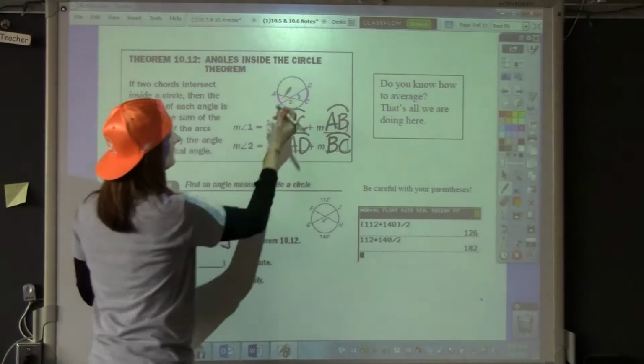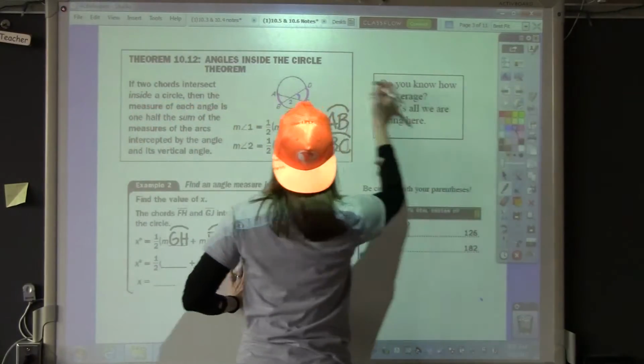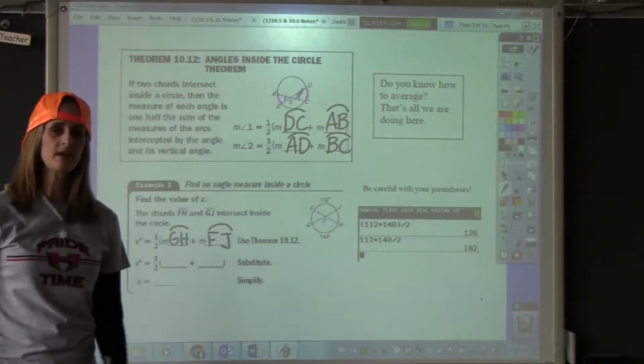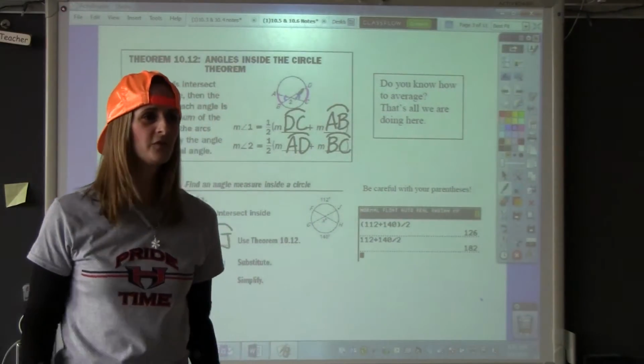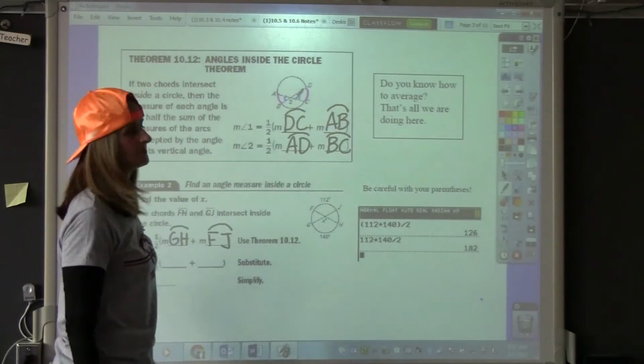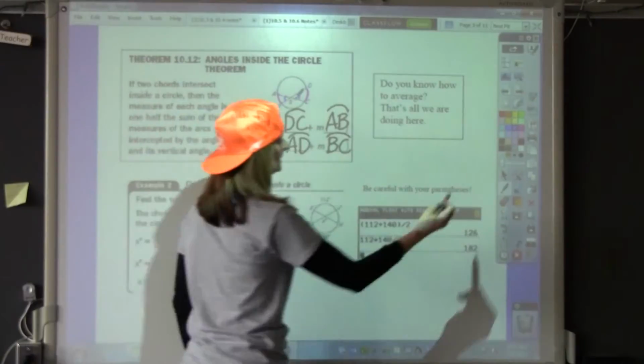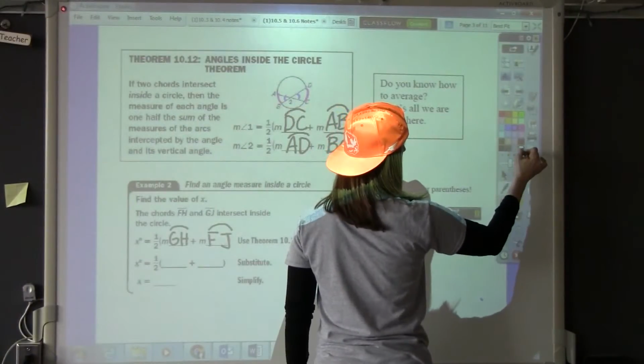And angle 1 and this angle right here, what are those kind of angles called? Vertical. They're vertical angles. So those angles are going to be the same, but these 2 arcs are not necessarily going to be the same. Let me draw that for you. That's muy importante.